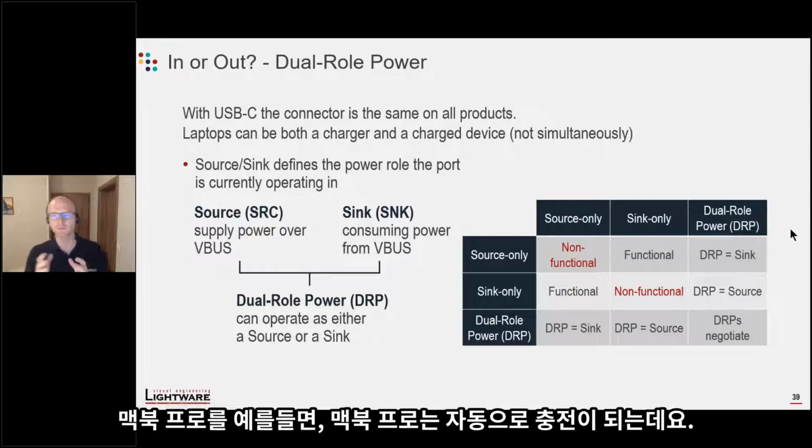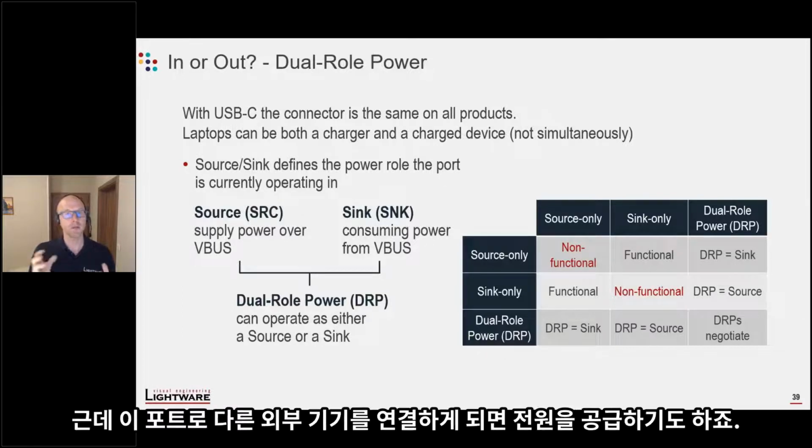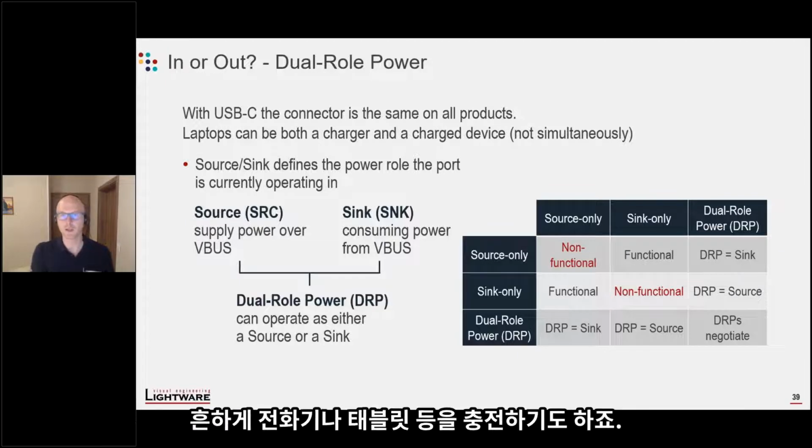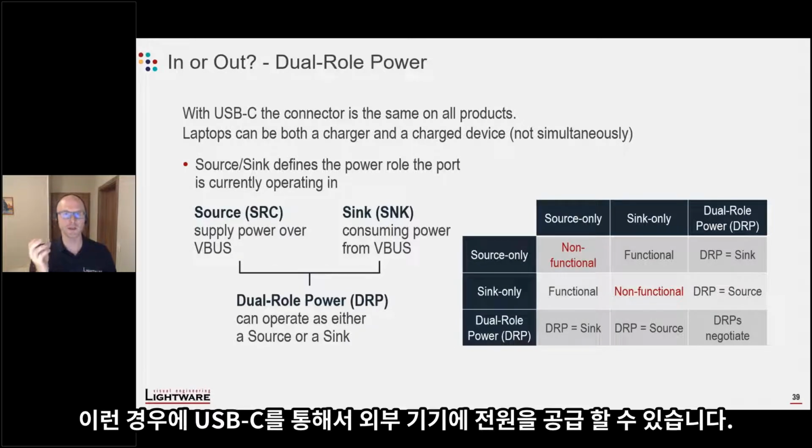That means that a MacBook Pro, for example, the USB-C port on a MacBook Pro can accept charging. So that's how you connect the charging brick that comes with the MacBook. But you can use the same port to power a peripheral. Let's say you want to charge your phone or your tablet or maybe an external hard drive. In that case, the USB-C port can output power.